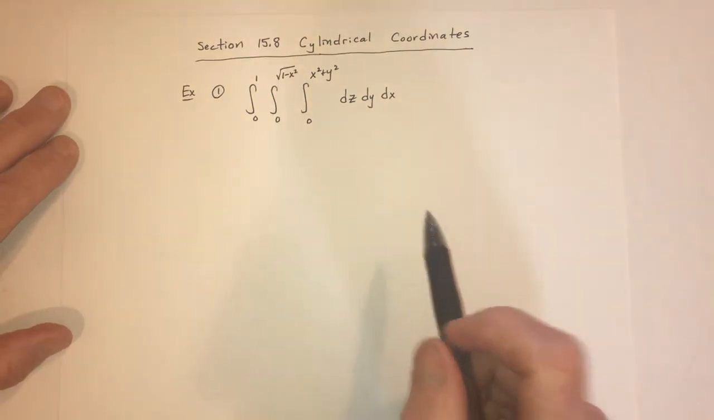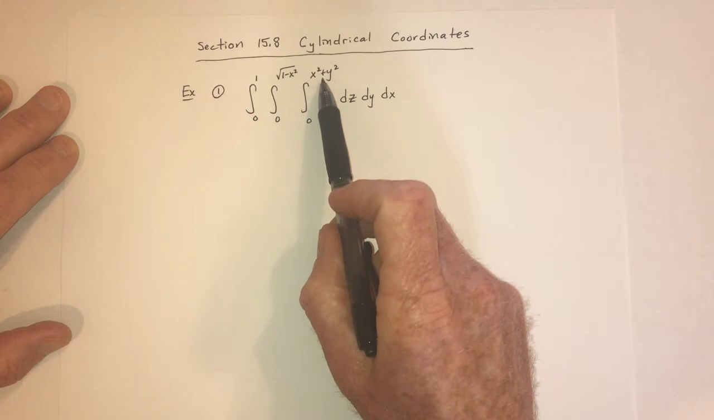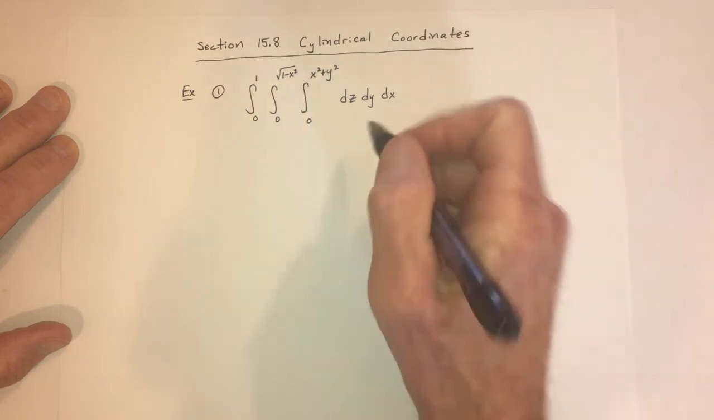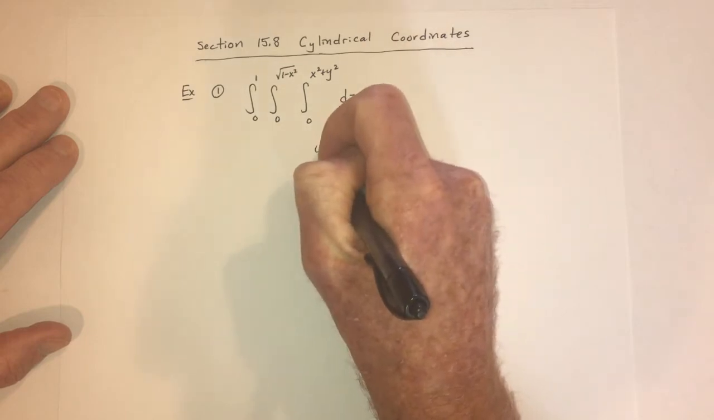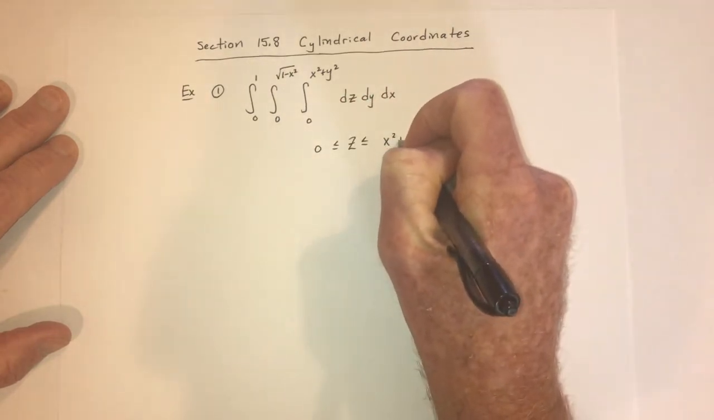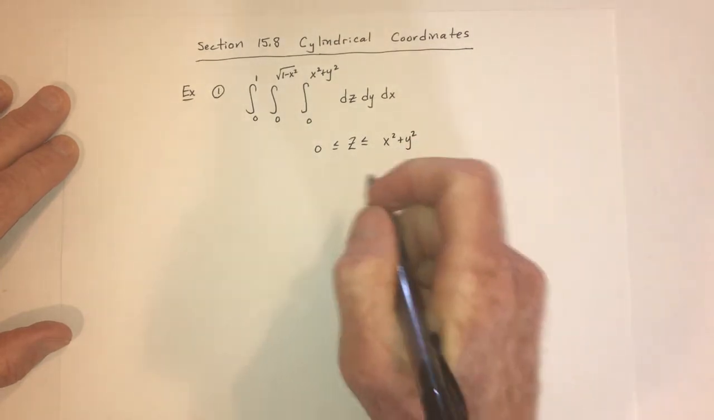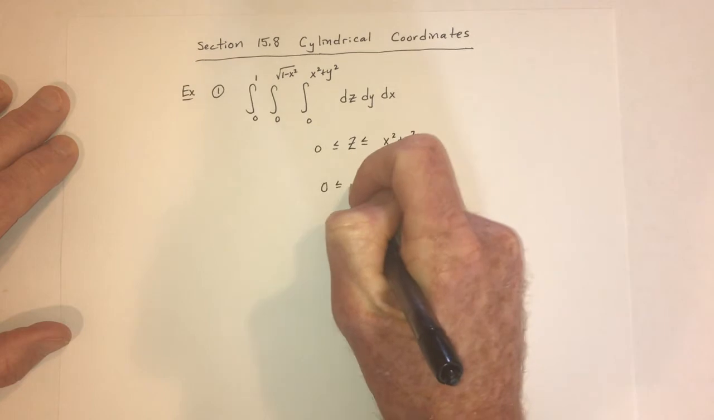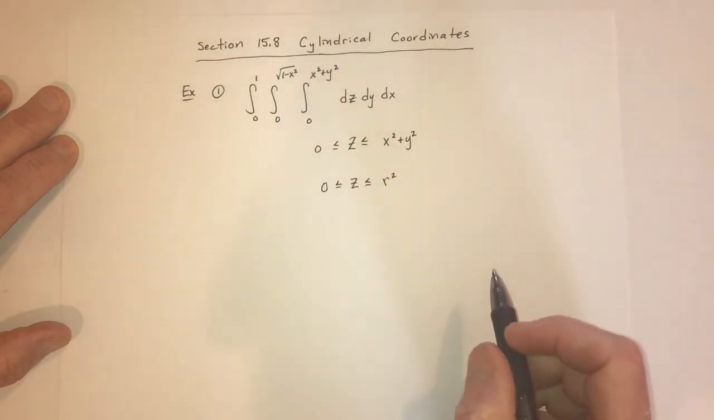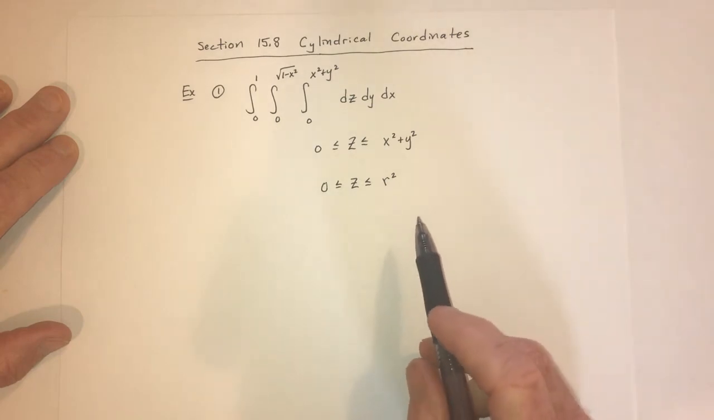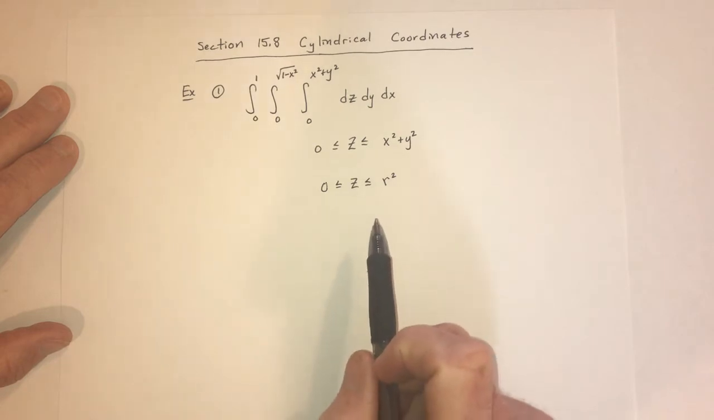Okay, so what are the limits? So this is saying that z goes from 0 to x squared plus y squared. So in other words, z is between 0 and x squared plus y squared. Then if we change this to polar, that means that z will range between 0 and r squared. So when we change it to cylindrical coordinates, these are going to be the limits for the dz part.